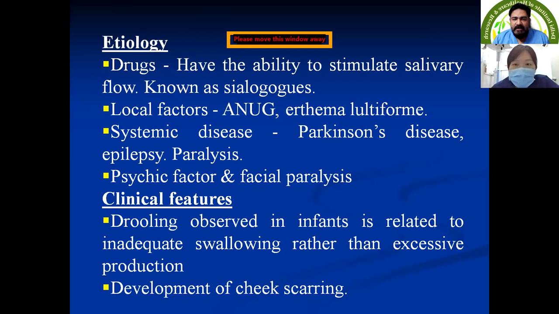Then systemic diseases such as Parkinson's disease, epilepsy or paralysis, psychiatric factors such as facial paralysis. Clinical features: drooling observed in infants is related to inadequate swallowing rather than excessive production, and development of the cheek scarring.